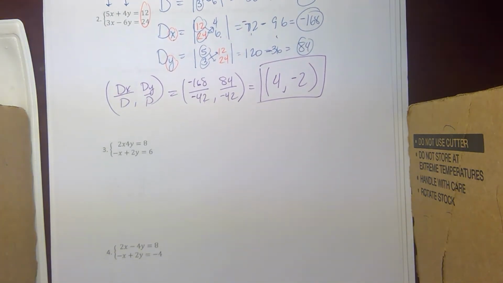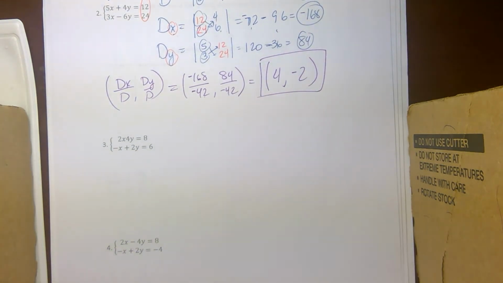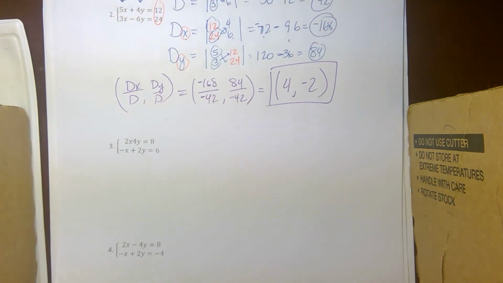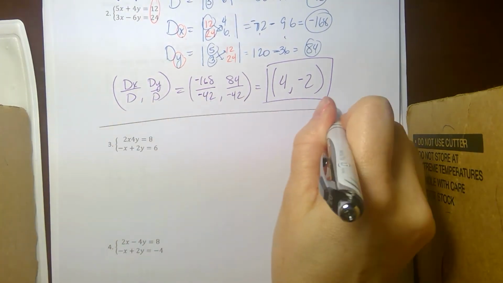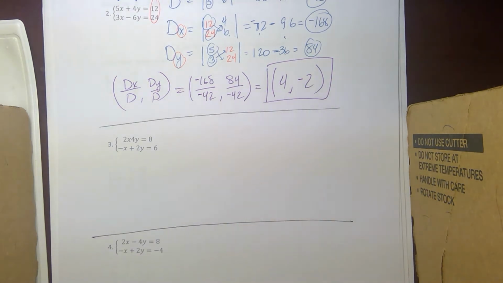We have 2 more examples here, and then we move on to expansion of 3 by 3 matrices. Okay, so let's look at the next one. I always like to have my space delineated, so there we go.